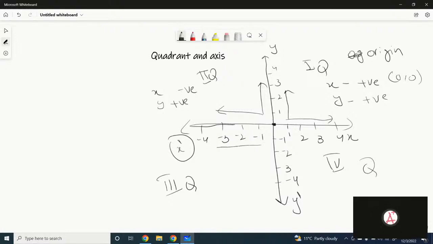Okay, in the third quadrant, x values are all negative, and the y values are also all negative. Got it? So in the fourth quadrant, the x values are positive. Just look at this axis. All x values are positive, and look at these values. All y values are negative.